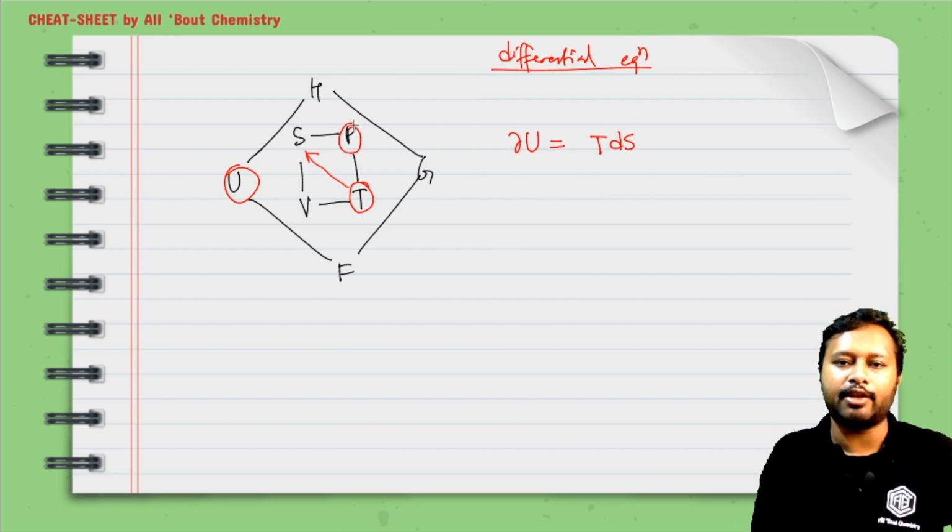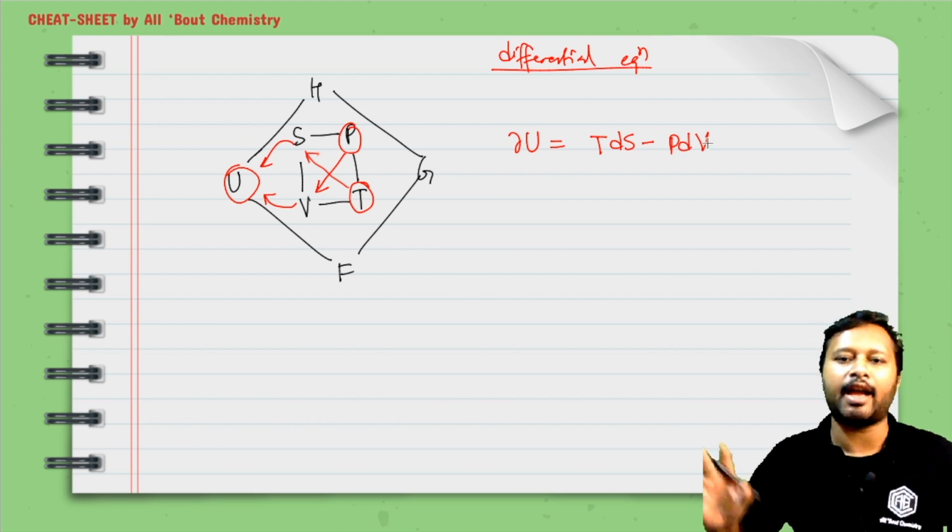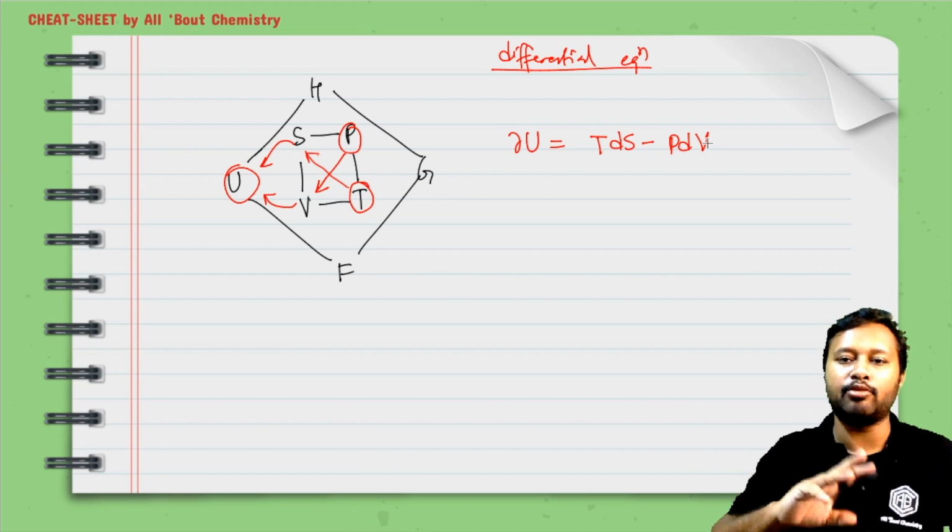Then you started from P and you went to V. So what will you say? P dV, because you started from P and you went to V. What sign will it be? Because you are going in the downward direction, you will write a minus sign here. And since both of them go to U, dU is equal to T dS minus P dV. As simple as that. Similarly, you can find out other equations as well. I'll show you one more.